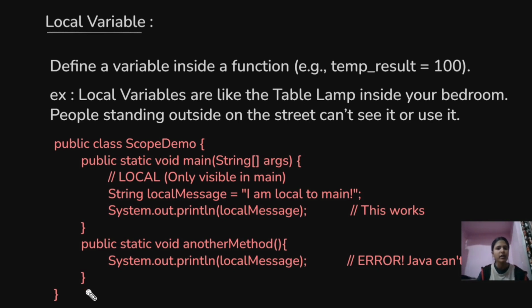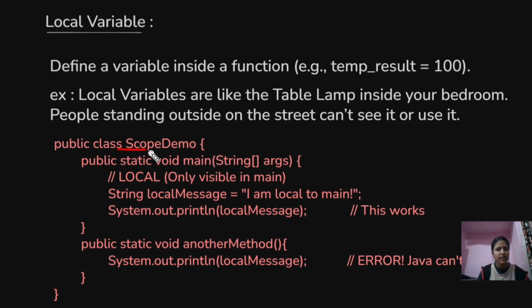And if we want to use the local variable elsewhere, we use a parameter and return type. If we do not use a parameter and return type, we cannot access the local variable. So the local variable scope is only the function scope, meaning the curly braces are its scope. So let's understand this in an example.